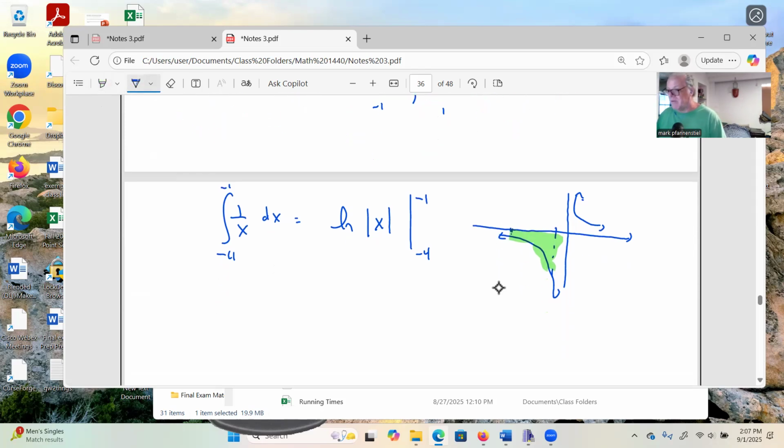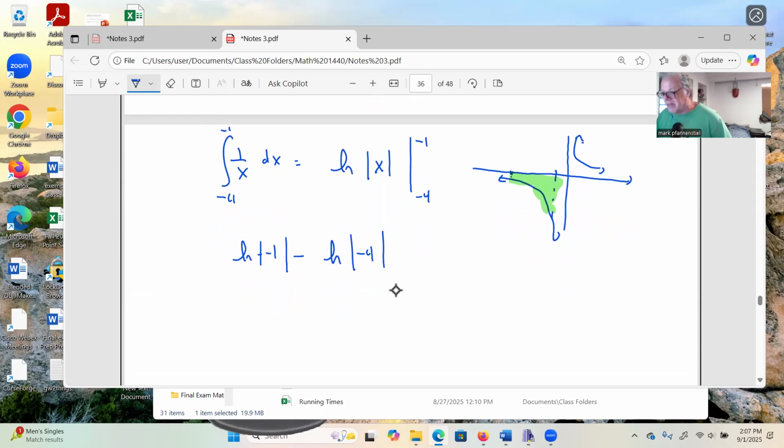Okay, so we went through and integrated 1 over x, we got natural log of x. And again, if you type in natural log of -4, it's not going to work. You're going to need to get absolute values here. So this is going to be natural log of the absolute value of -1 minus the natural log of the absolute value of -4. Let's go ahead and simplify the absolute values and just strip the negative off. So that's natural log of 1 minus natural log of 4. I just stripped the negative signs inside the natural logs there.